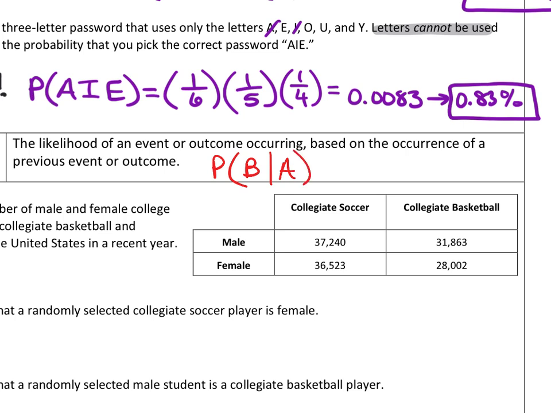Instead of just saying probability of A and B, you'd say something like this. That bar in the center is the word given. So you would pronounce this the probability of B given A, meaning we know A has to occur, and then we decide if B occurs. And we'll stay on conditional probability for the next few classes. This is like a little preview.